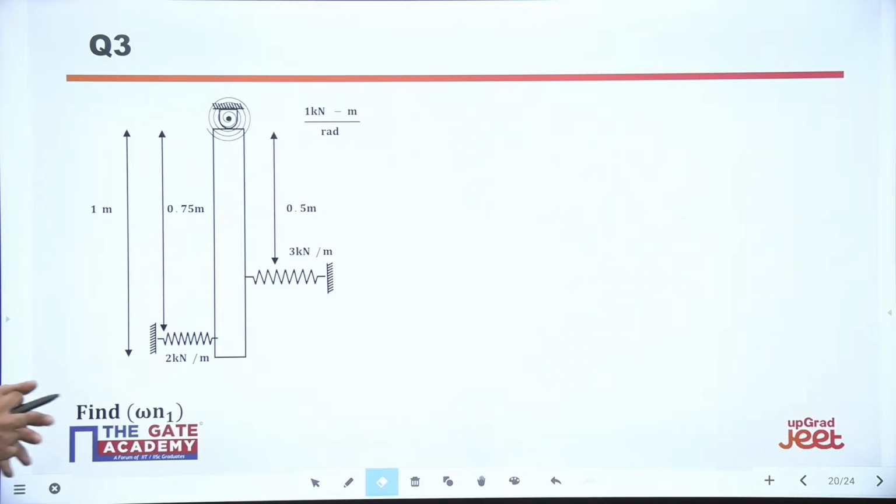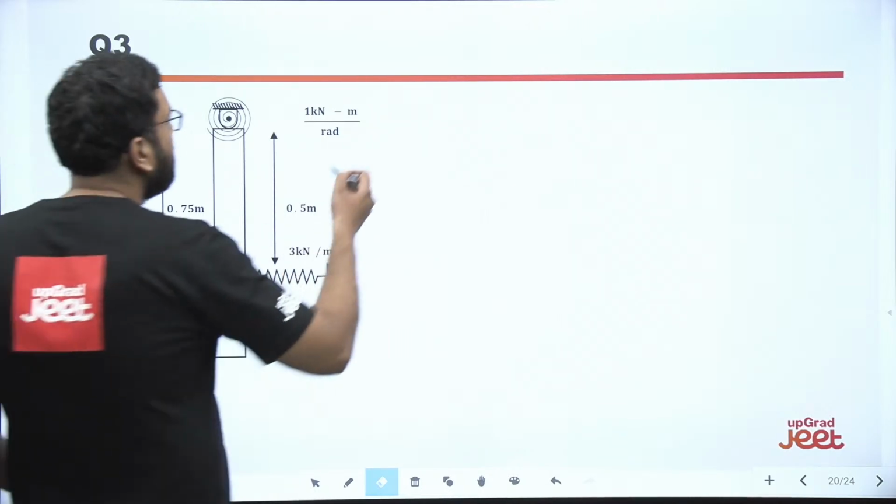Okay, I'll do it. Shall I do it? I think we must be able to do it if we are preparing for the GATE examination. I hope we must be able to do it. Okay, so mass you can consider.